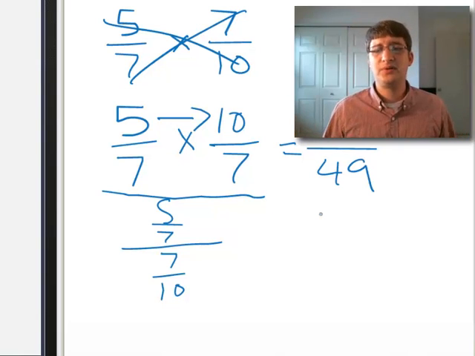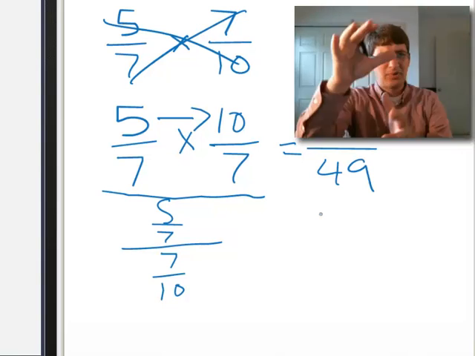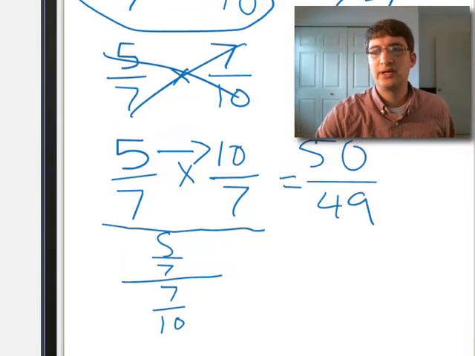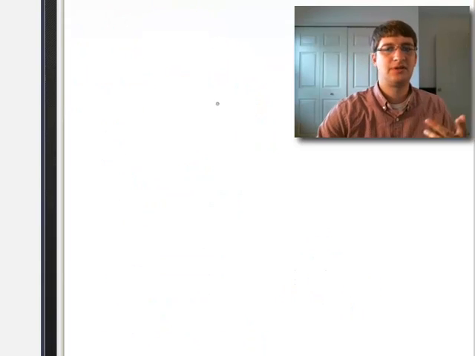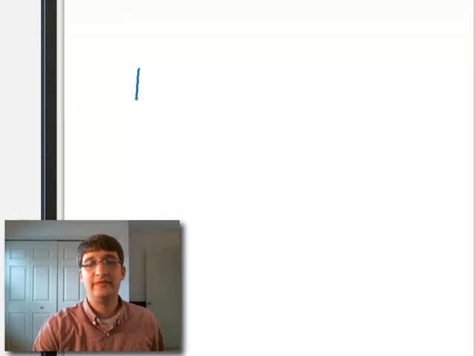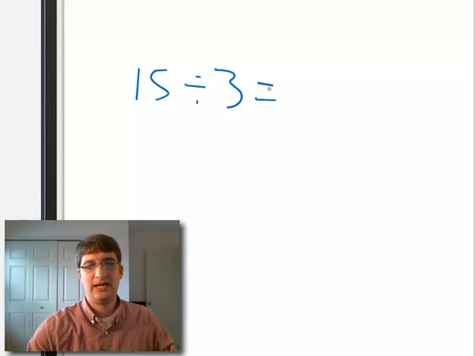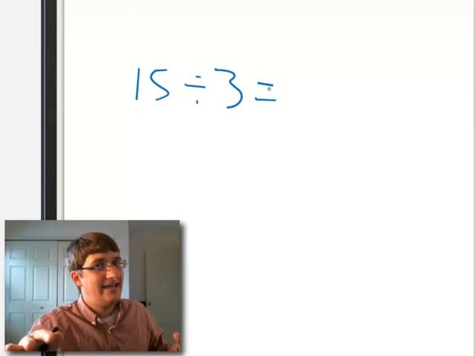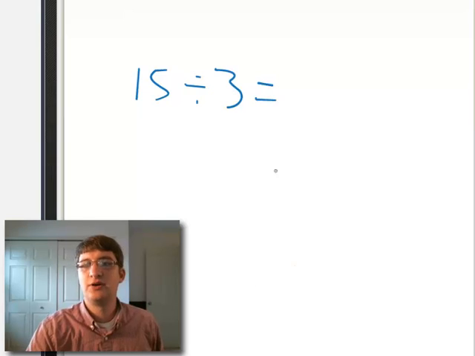Now you're probably wondering, why this whole reciprocal thing? Why does that work the way it does? Let me just show you a quick example on why. Let me clear the page real quick. Let's just take a very simple division problem: 15 divided by 3. Say it with me now. 15 divided by 3 is, you're not saying it. Say it. It's 5. All right, so 15 divided by 3 is 5.